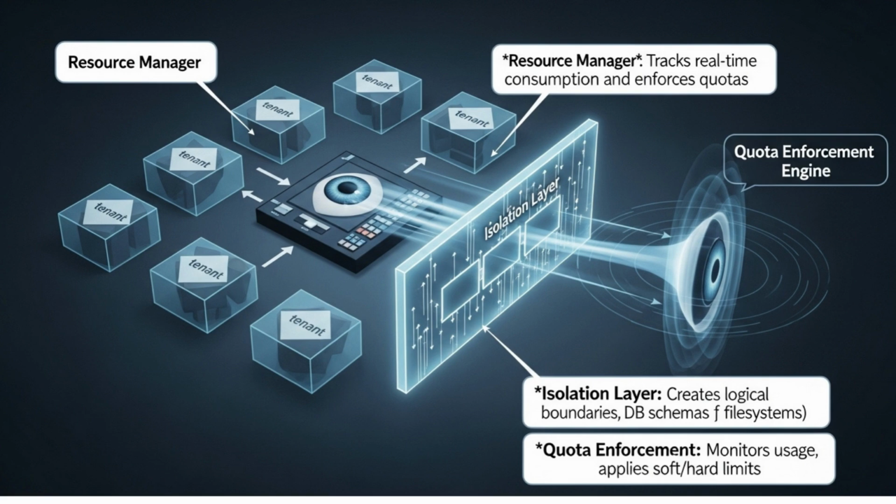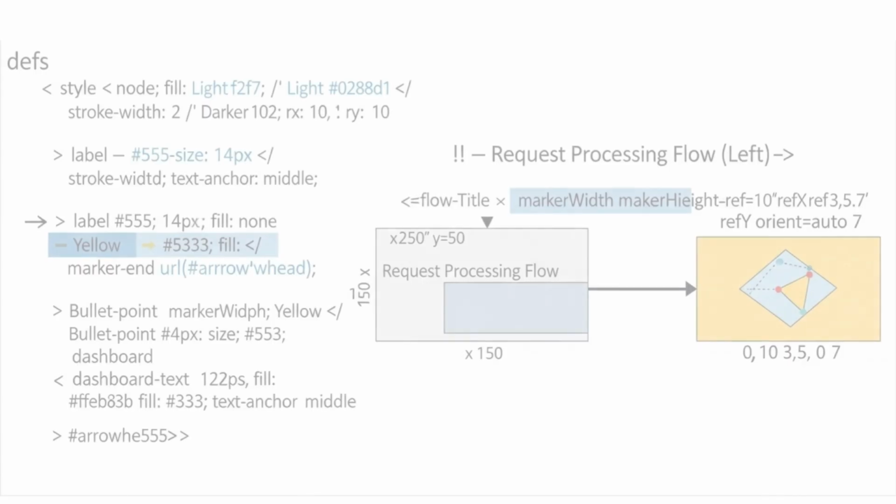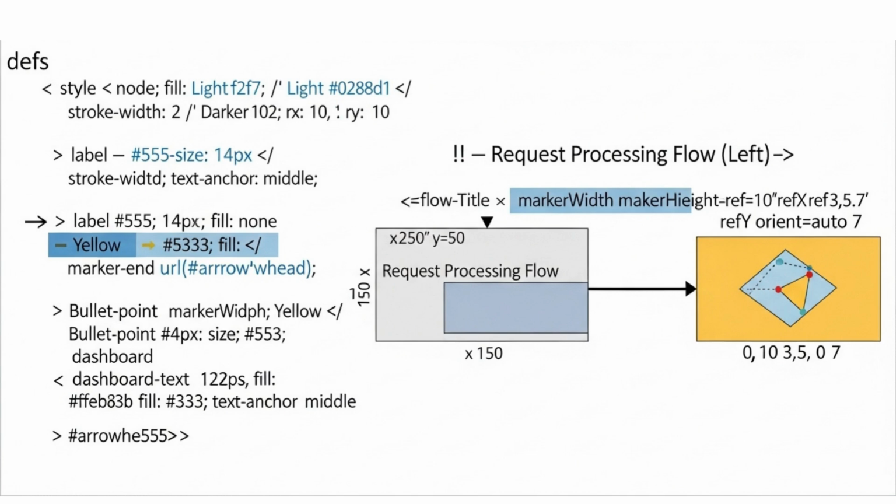Finally, the quota enforcement engine monitors usage, applying soft limits for warnings and hard limits to block excessive operations, ensuring system stability. Understanding the data flow is key. For request processing, an incoming request identifies the tenant. The resource manager checks quotas. If within limits, processing proceeds and consumption is tracked in real time, triggering alerts near thresholds.